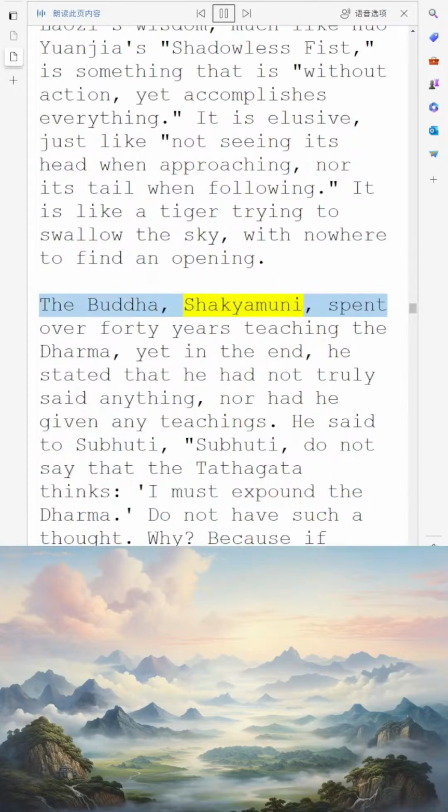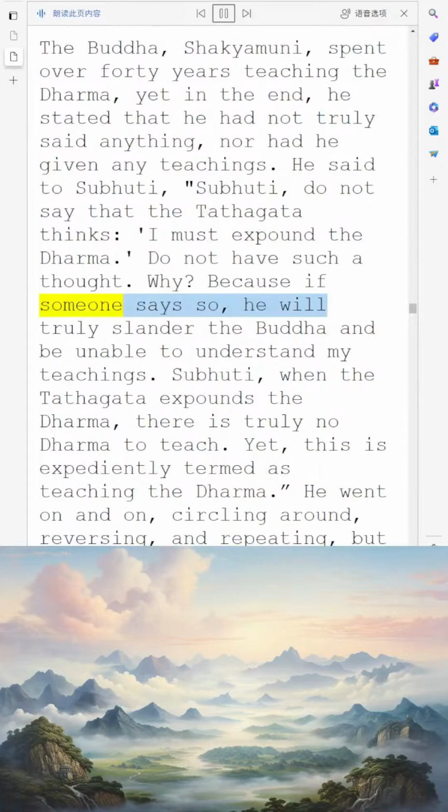The Buddha, Shakyamuni, spent over 40 years teaching the Dharma, yet in the end, he stated that he had not truly said anything, nor had he given any teachings. He said to Subhuti, "Subhuti, do not say that the Tathagata thinks, 'I must expound the Dharma.' Do not have such a thought. Why? Because if someone says so, he will truly slander the Buddha and be unable to understand my teachings. Subhuti, when the Tathagata expounds the Dharma, there is truly no Dharma to teach. Yet, this is expediently termed as teaching the Dharma."